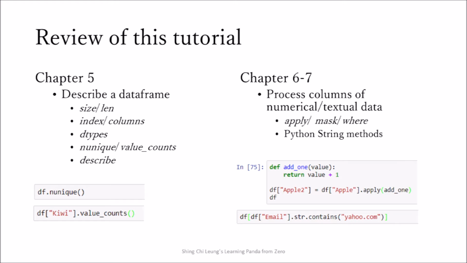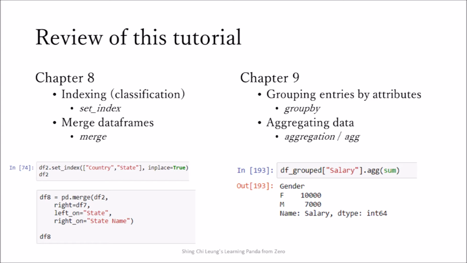Then we have two extensive chapters talking about how to process collectively depending on the data type, whether they are numerical data or textual data. We have shown how to use the powerful method apply to help us to extract the useful features from the existing column data. We have also surveyed the important string methods which can be readily used for textual data in a data frame.